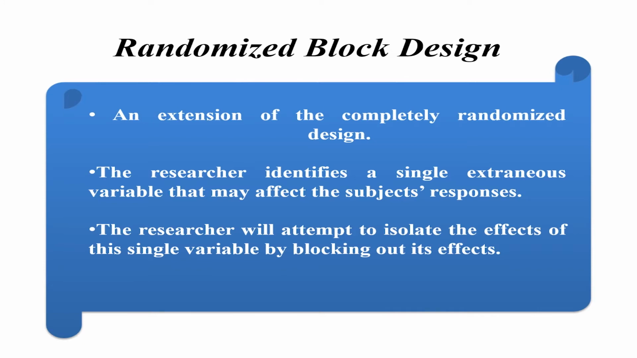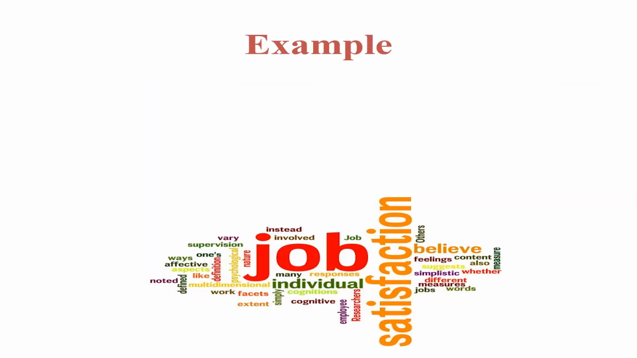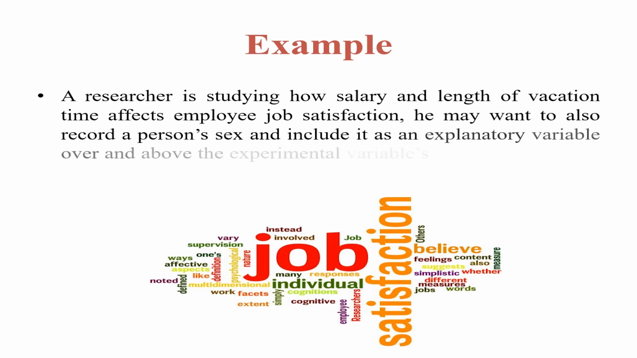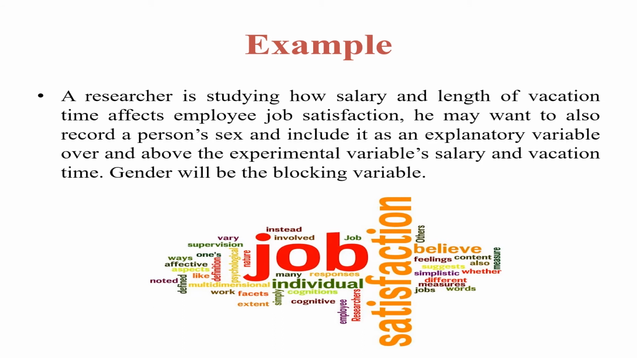For example, a researcher is studying how salary and length of vacation time affects an employee's job satisfaction. He may want to record a person's sex and include it as an explanatory variable over and above the experimental variables salary and vacation time. Gender will be the blocking variable.